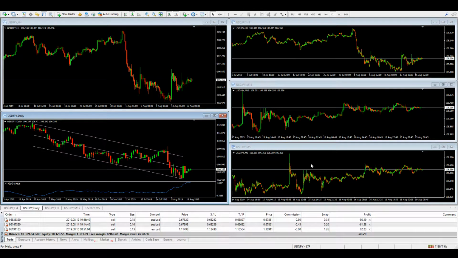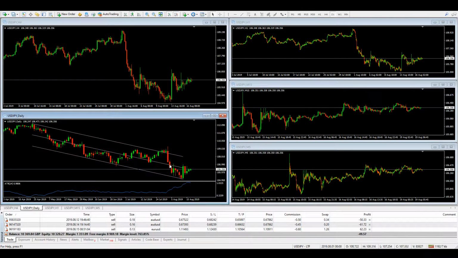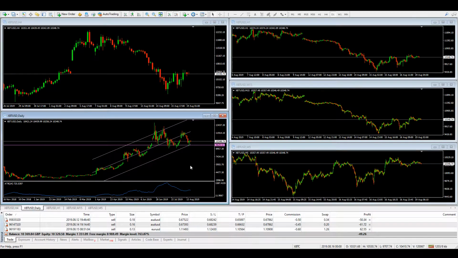Similar story to the other crosses that we looked at. What was similar to that? I think it was GBPJPY. It's this resistance. We've got the previous support here that turned into resistance. Yeah, price action is great in that. Leave that. And Bitcoin.